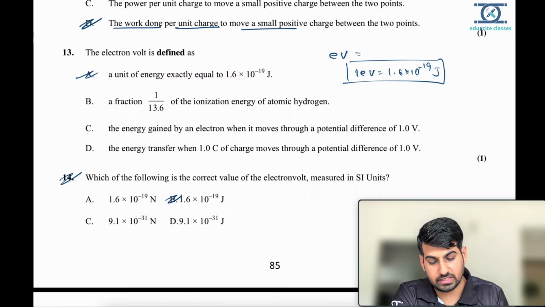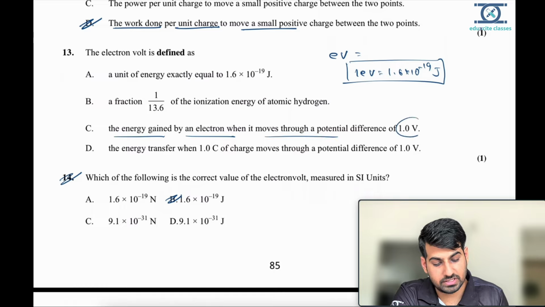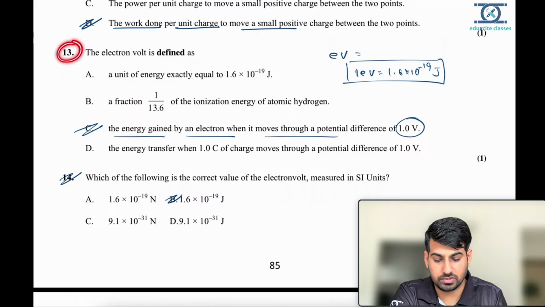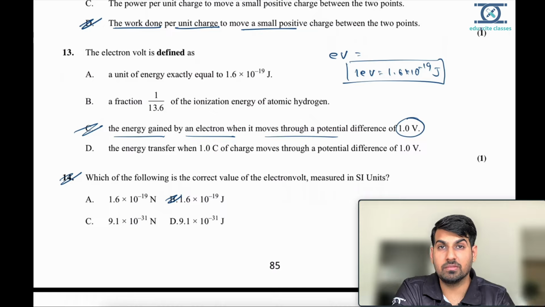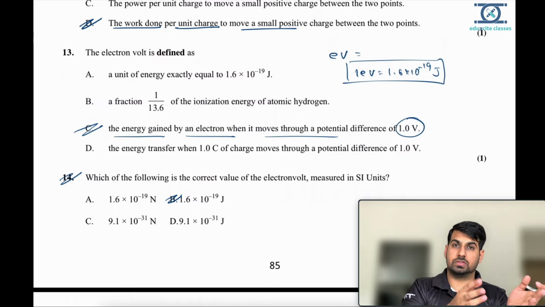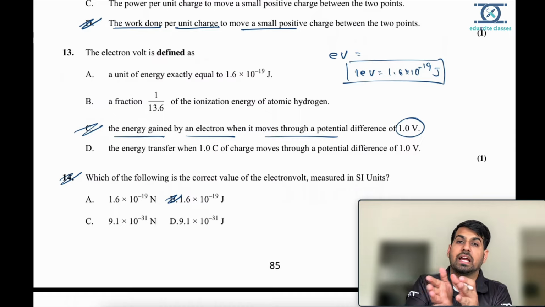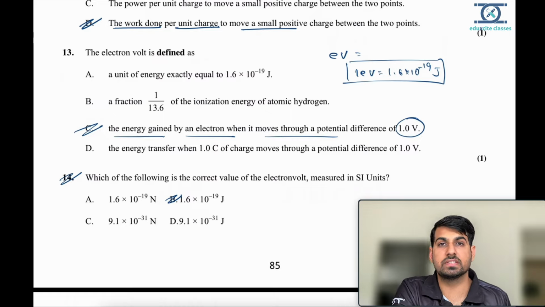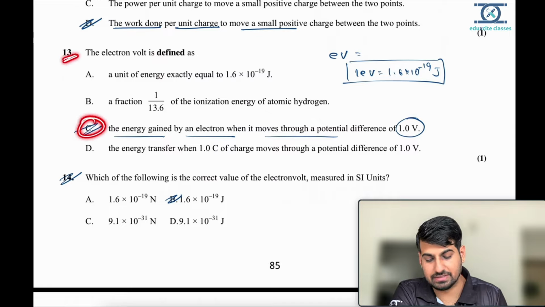For question number 13, the electron volt is defined as the energy gained by an electron when it moves through a potential difference of 1 volt. This is the unit. It is asking the definition. My mistake. For question number 13, the answer is C. Electron volt is defined as the energy gained by an electron when it is given a potential difference of 1 volt. So in 1 volt, how much energy is gained by an electron? That is 1 electron volt, which is equal to 1.6 into 10 raised to power minus 19 joule. So just check for question number 13. Answer is C, not A.